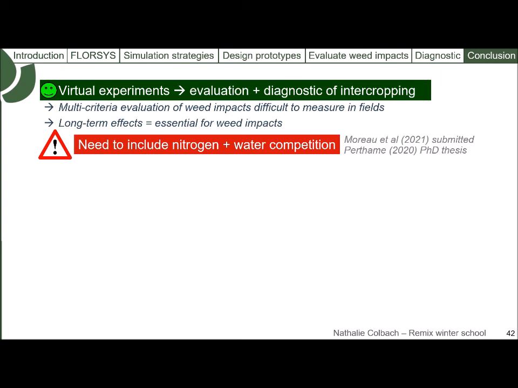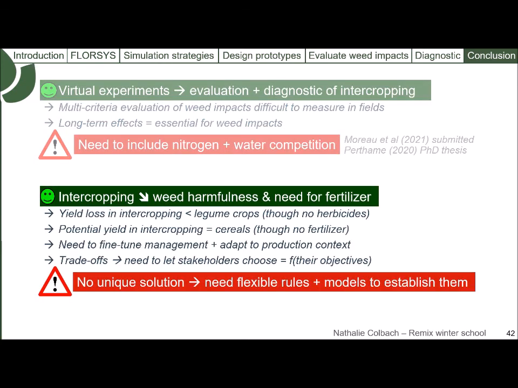And there are quite a lot of trade-offs between the different weed impacts. So we need to let the stakeholders choose the cropping system or the management plan that best fits their objectives or their constraints. And actually, there is no unique solution that is valid everywhere. We need flexible rules so that stakeholders can choose what is best for their local situation. And this means that we need models to establish these rules.